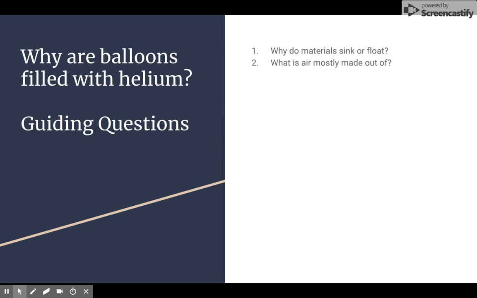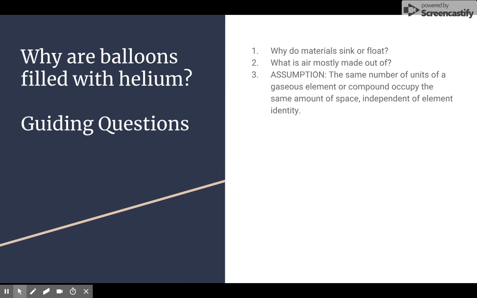What is its composition? I also want to tell you that the same number of units of a gaseous element or compound occupy the same amount of space, independent of element identity. So what that means is that if you have 10 molecules of carbon dioxide, it's going to take up the same amount of space as 10 atoms of helium. I also want you to think about, how is helium different than other components of air? What makes it unique? And then how does that relate back to the density?